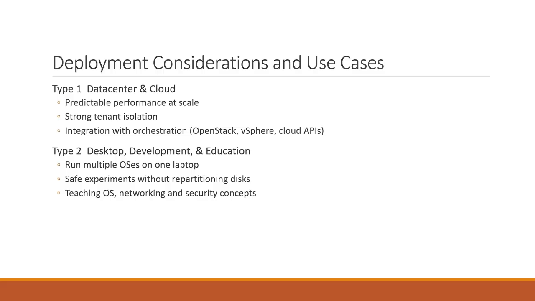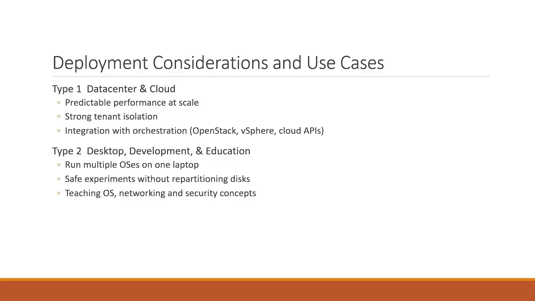Deployment scenarios and use cases. So, where do Type 1 and Type 2 fit? Type 1 fits in data centers, platforms like Amazon's AWS, Azure, Google Cloud, high density VM hosting, or also security sensitive environments. For Type 2, developers needing multiple operating system environments would be one example. Students practicing Linux, networking, or operating system concepts, or maybe in smaller labs and general home use.